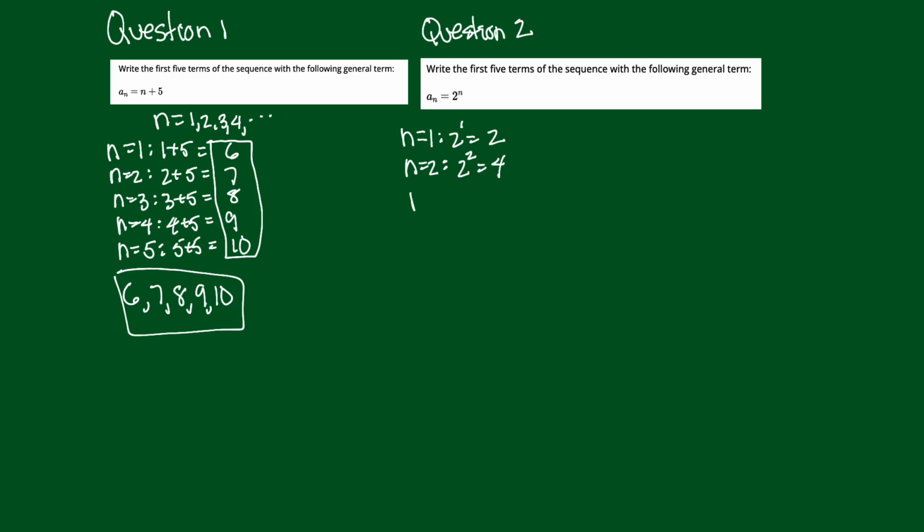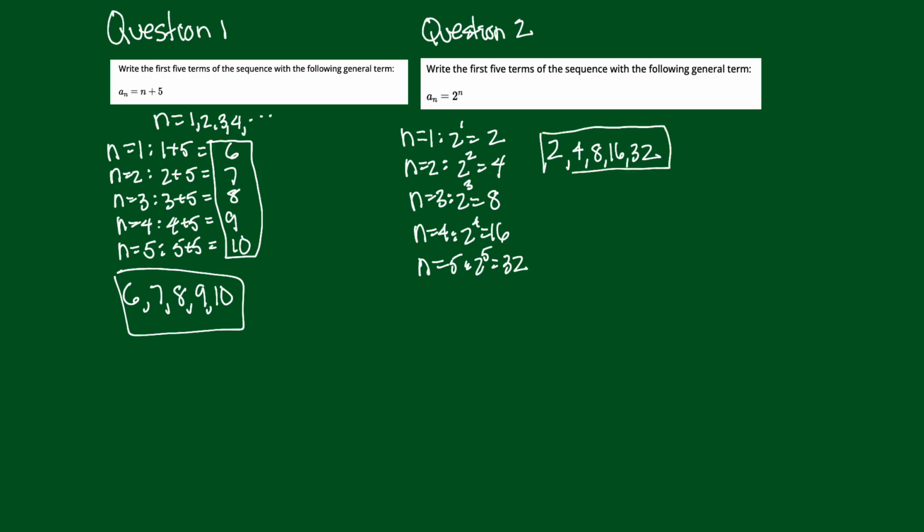Just substitution. When n is equal to 3, I get 2 cubed. 2 times 2 times 2 is 8. You can see we're just multiplying the last number by 2. When n is 4, I get 2 to the 4th, which is 16. And finally, the 5th term, when n is 5, I get 2 to the 5th, which is 32. So I would write this like this: 2, 4, 8, 16, 32. Those are the first 5 terms of the sequence whose general term is 2 to the n.